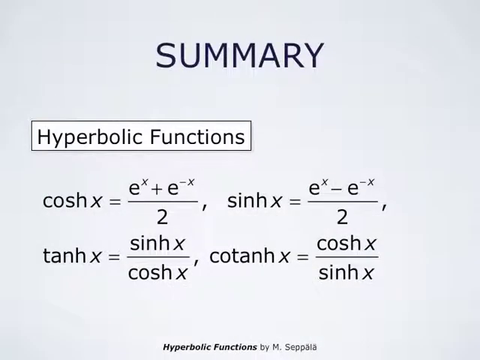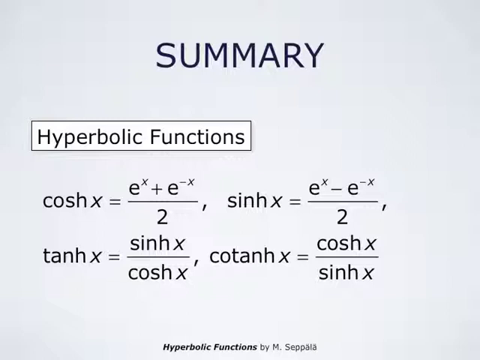To summarize, we have defined the hyperbolic functions by the following expressions. Hyperbolic cosine of x is e to the x plus e to the negative of x divided by 2. Hyperbolic sine of x is e to the x minus e to the negative of x divided by 2. Hyperbolic tangent of x is hyperbolic sine of x divided by hyperbolic cosine of x. And hyperbolic cotangent of x is hyperbolic cosine of x divided by hyperbolic sine of x.